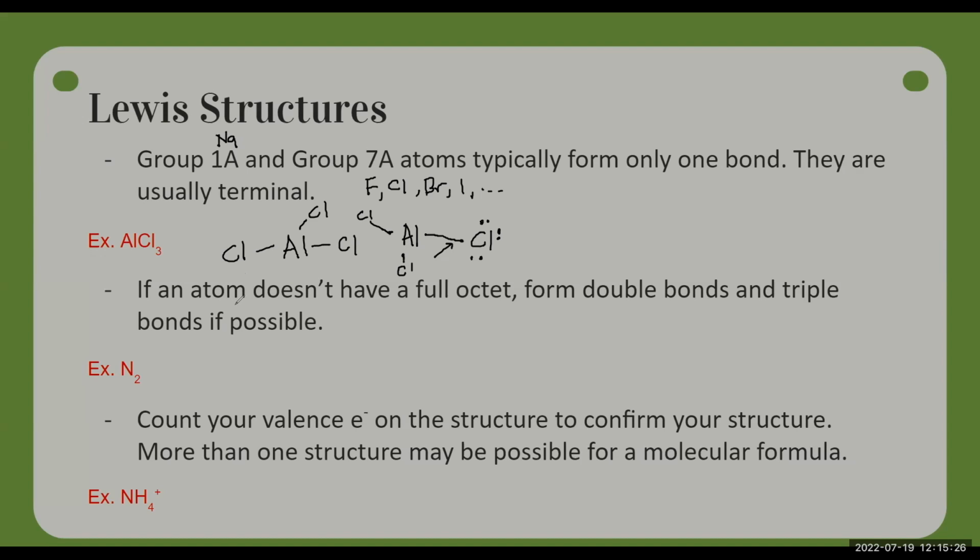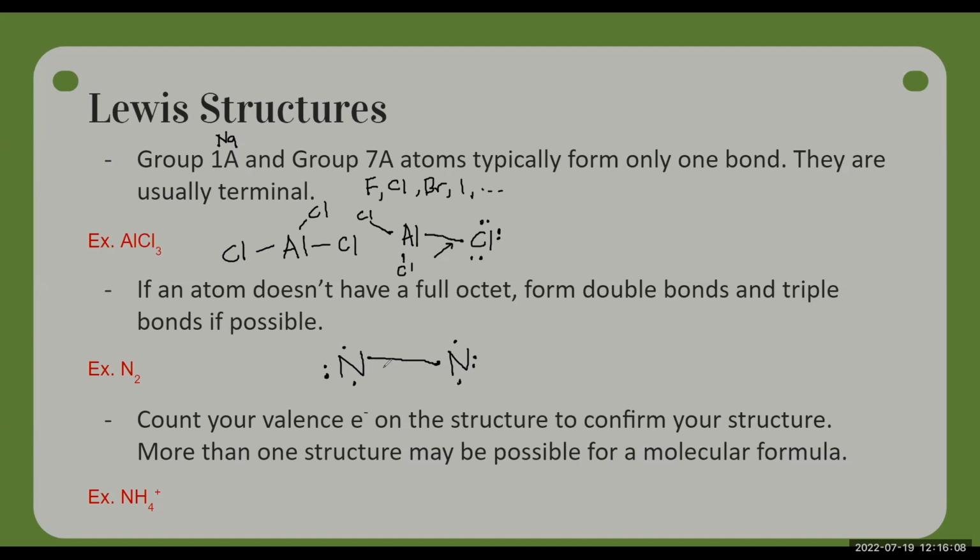Moving on, if an atom does not have a full octet, you can form double bonds and triple bonds if possible. So let's say we have nitrogen gas, so that would be the formula N2. If we draw the Lewis structure of each nitrogen, we can just draw 1, 2, 3, 4, 5. And then we can also do another one here, 1, 2, 3, 4, 5. So we can draw one bond here.